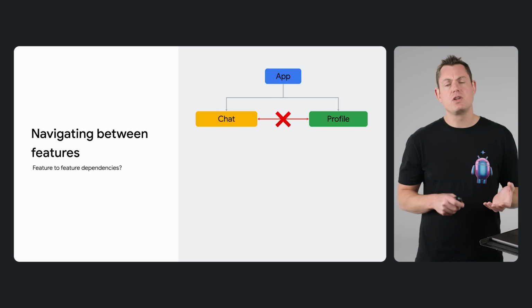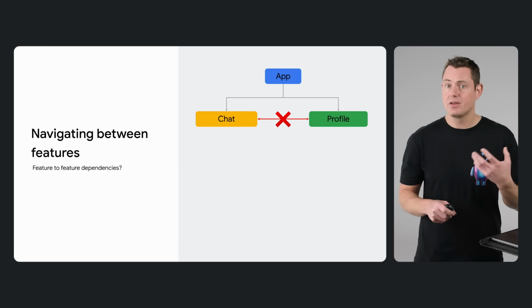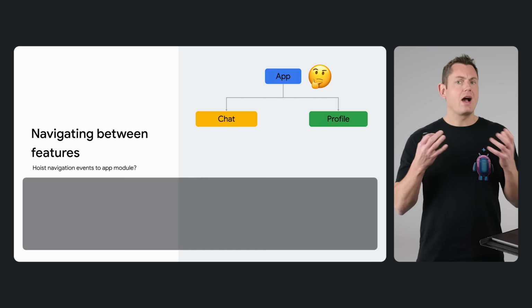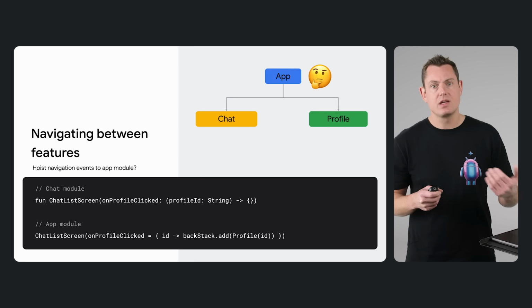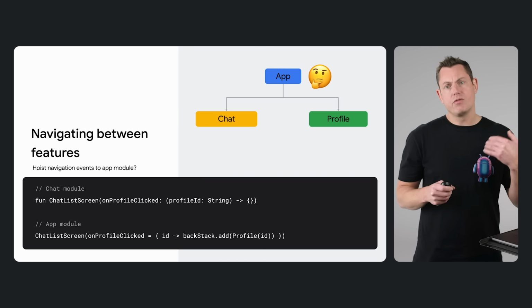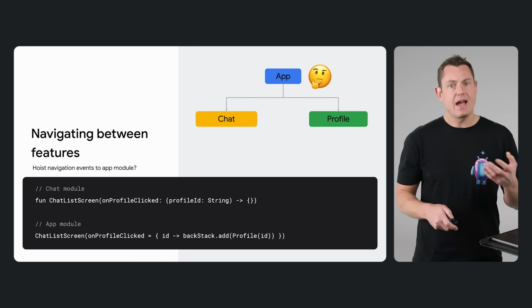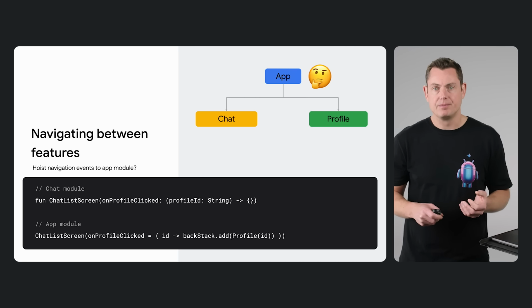Well, we can't have the feature modules depend directly on each other, as this would create a circular dependency. Okay, so how about we hoist the navigation events into the app module? The feature modules expose parameters, such as onProfileClicked here, and the app module supplies the lambda to be run.